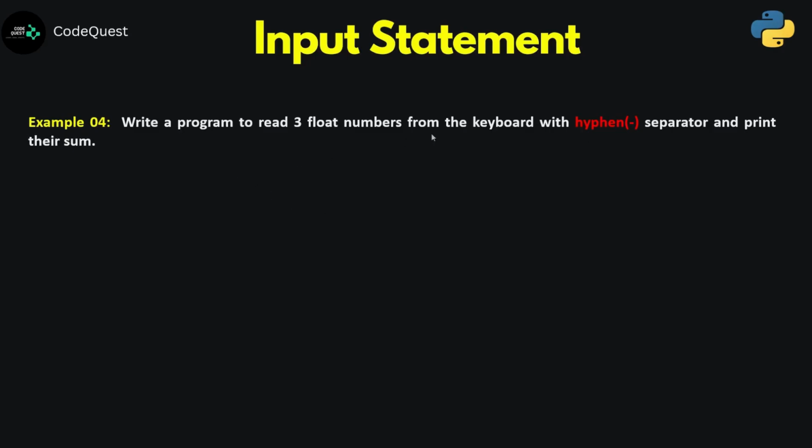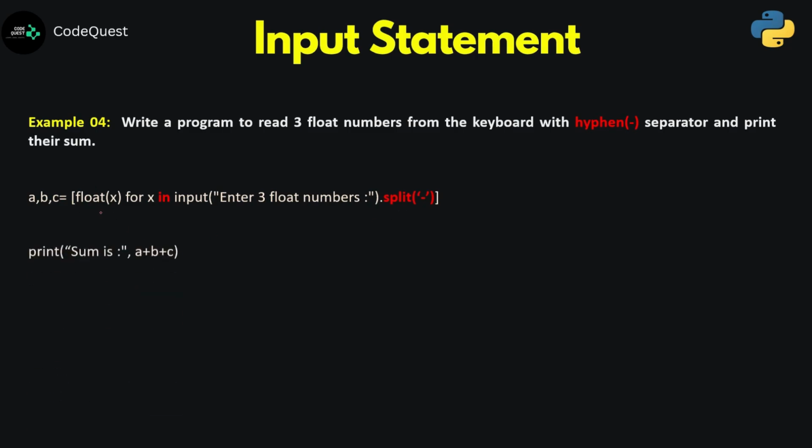So let's see one more example where I'm going to take three float numbers from the keyboard once again in the same line. But this time we would like to take the hyphen as the separator and finally print their sum. So we can take the same input function once again, and here you can see the split is having a hyphen because we want to separate the input through a hyphen, and each of this x value that I'm passing here will be converted into float and they will be stored into the respective a, b, c, and finally I'm just trying to print the sum of them.